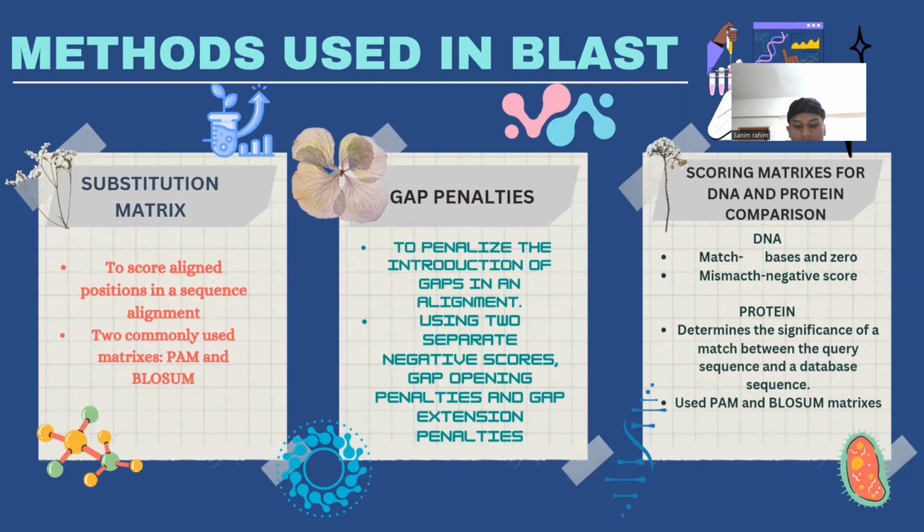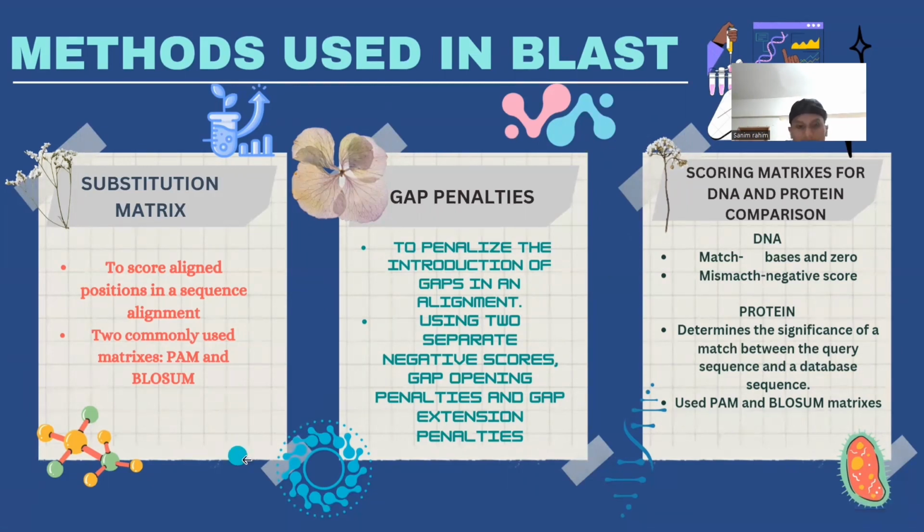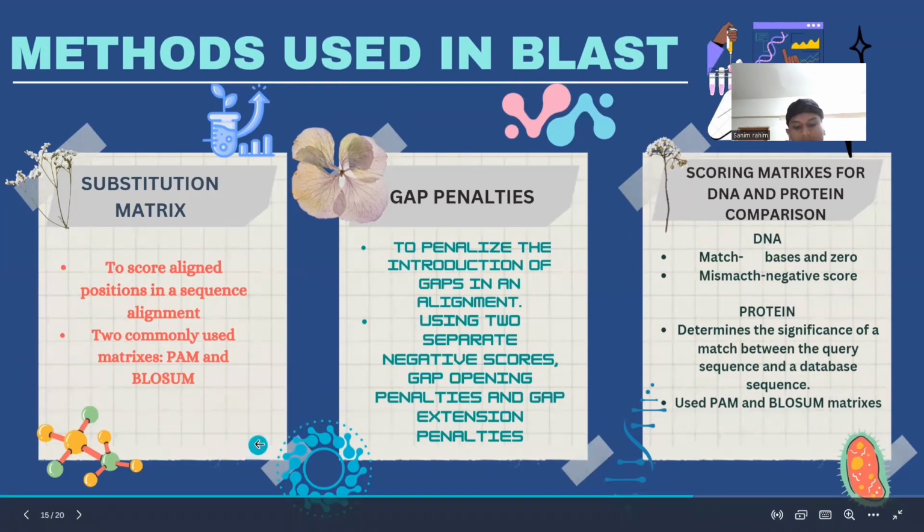PAM is based on an explicit evolutionary model, and BLOSUM is based on empirical frequencies. Higher PAM numbers detect more remote sequence similarities, while lower BLOSUM numbers detect more remote sequence similarities.